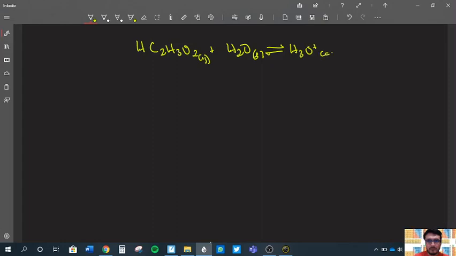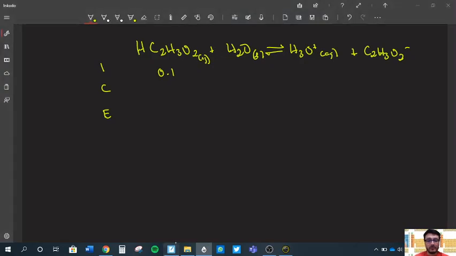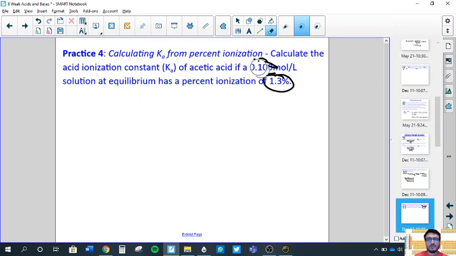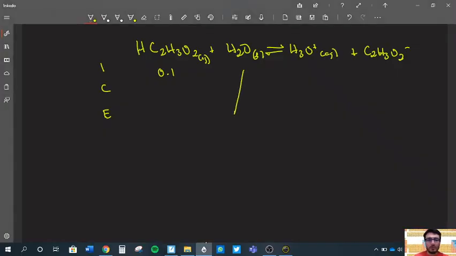Just erase all this ink. Okay. So ice table. Ice table, HC2H3O2 in the presence of water. Okay, so ice table. When in doubt, draw an ice table. Okay, 0.1, right? That's the concentration given to you. Look, I'm not lying to you. I was attempting to circle it. So the concentration is given to you, 0.1. Okay, we know that we can ignore water because it's a liquid.